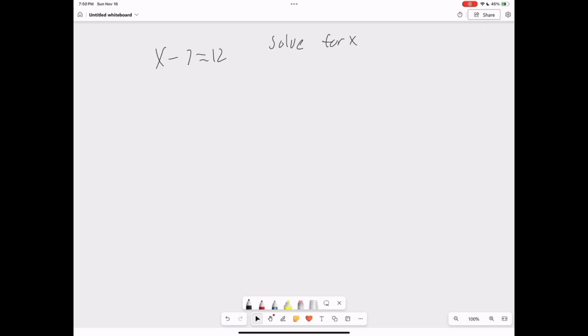When we're doing any problems that have variables, we always want to isolate the variable so we know what it is in its pure form. So we can't have anything attached to it. How can we get rid of the 7 right here? We can add 7 because we want to isolate it. Minus 7 plus 7 is 0, so that means we get rid of it.